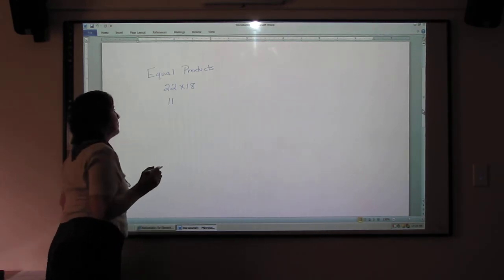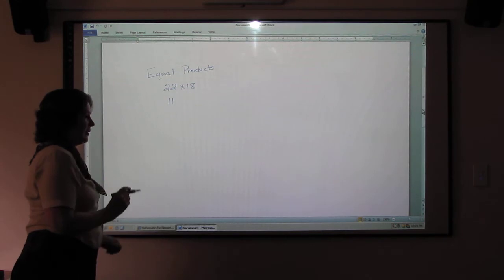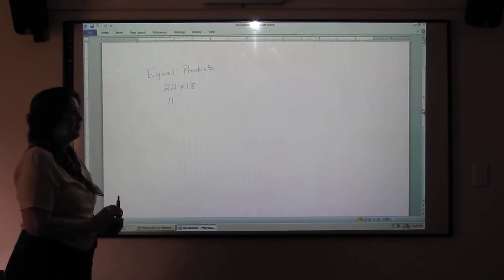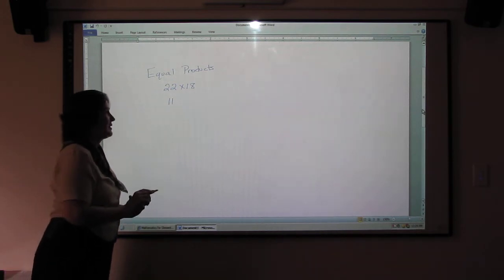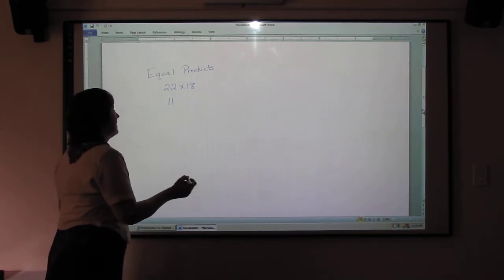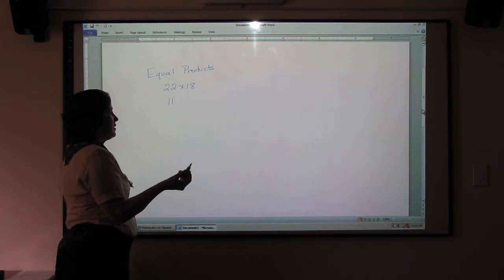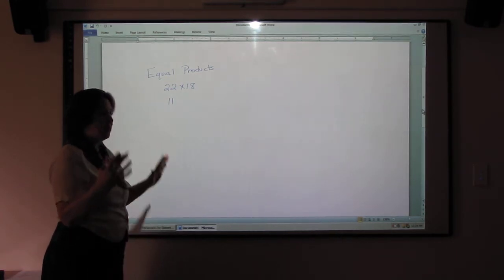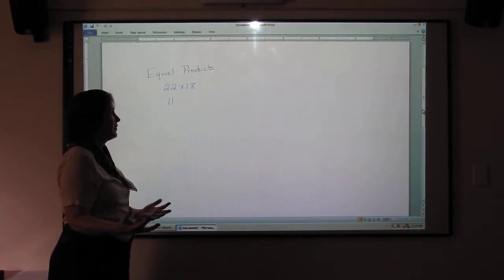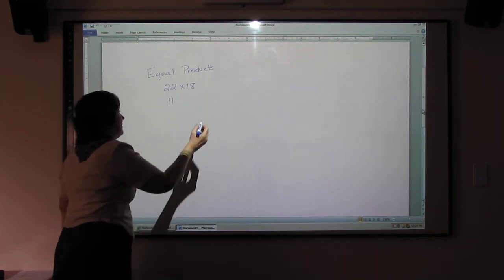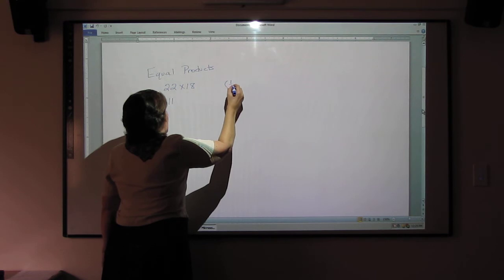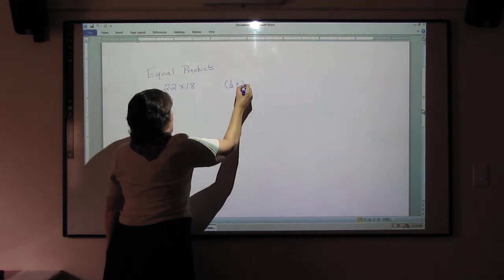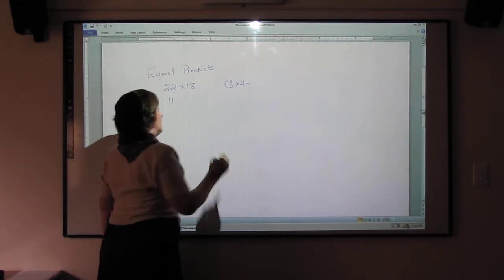Okay? Now, before we go any further, let's talk about the property that's involved here. The property that's involved here is the property of identity, which says the identity property for multiplication is I can multiply anything times 1 without changing its value. Well, let's think for a minute. If I do 1/2 times 2, what do I get?